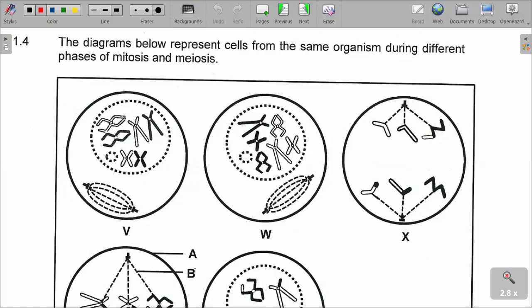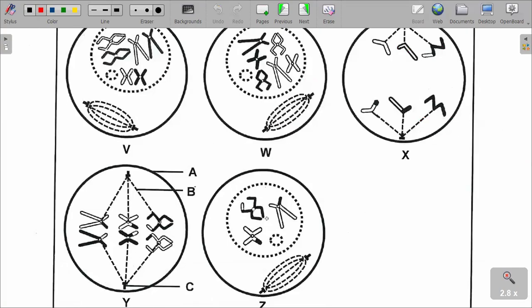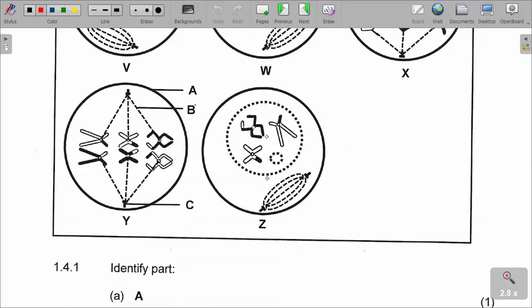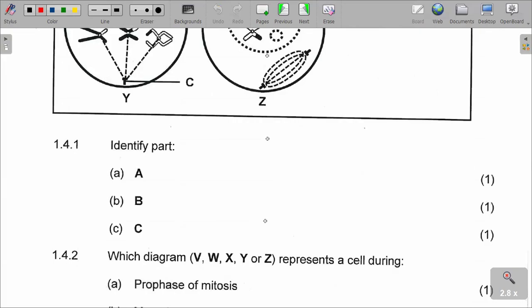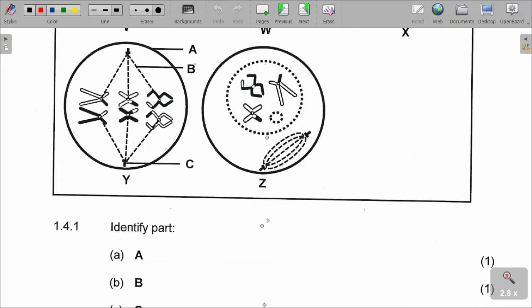Diagrams below represent cells from the same organism during different phases of mitosis and meiosis, which are given here. So we are given these cells there. The question is saying identify. This is one key question that I was always saying. As a class, you should always understand that these questions are given quite a lot of times, and you cannot go to the exam without being able to label that diagram.